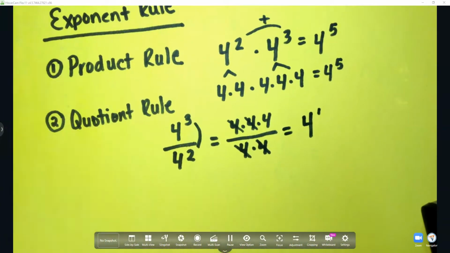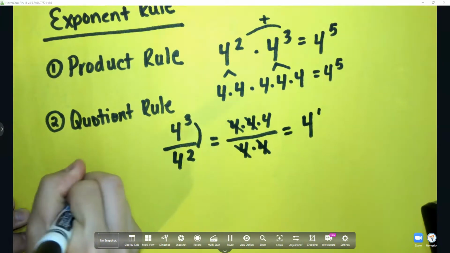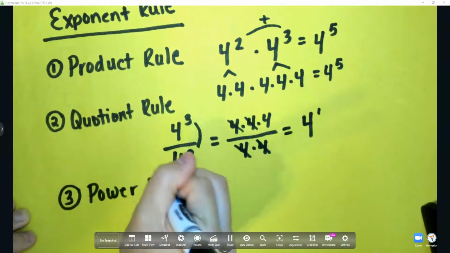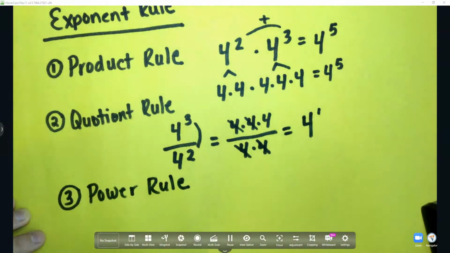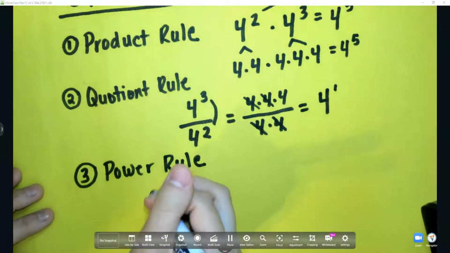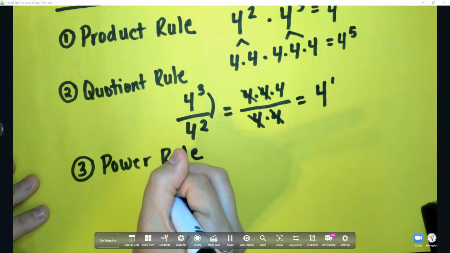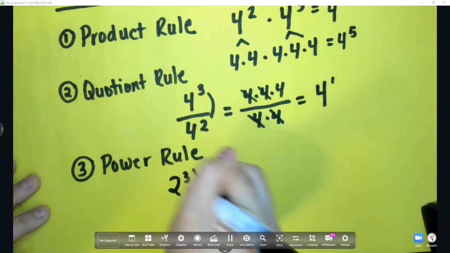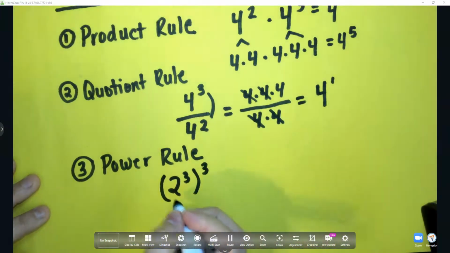So, the next rule that we learned is our power rule. And this one's pretty cool because it really enforces what we already know about exponents. So the power rule tells us that when we are raising a power to a power, we multiply the exponents. So for this example, I'm going to do 2 to the third power raised to the third power.